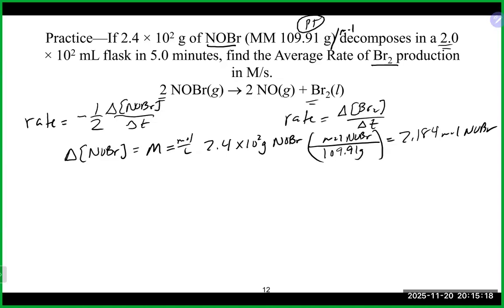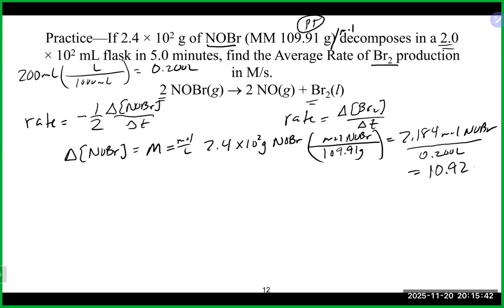Molarity is also moles per liter, so there are my liters right there. That's 200 milliliters converted to liters. 1,000 milliliters is a liter, which gets you 0.2 liters. So we take this and divide it by 0.2 to convert into liters, and that gives us the concentration change of 10.92 molar. So that is the top part here.